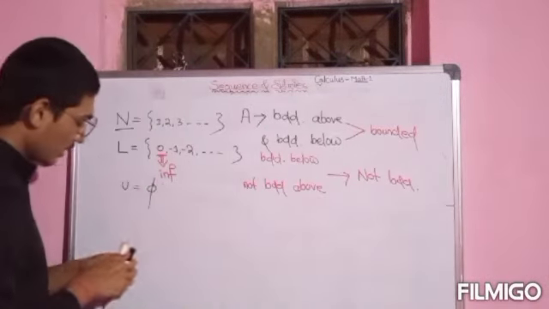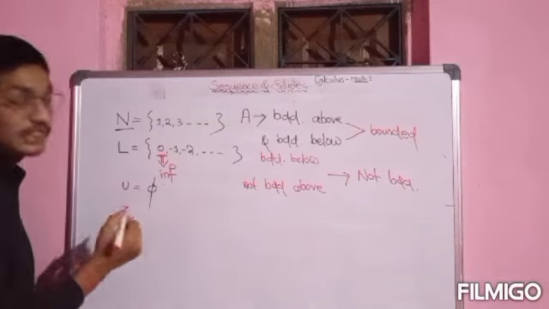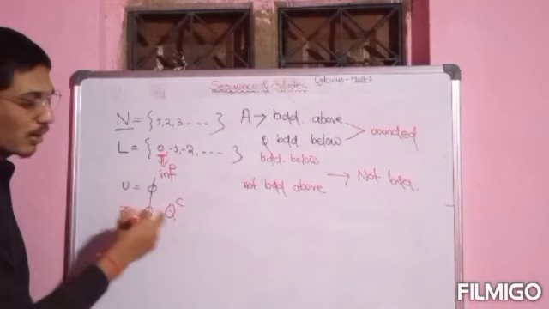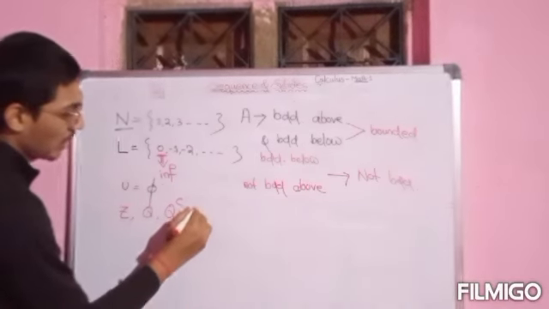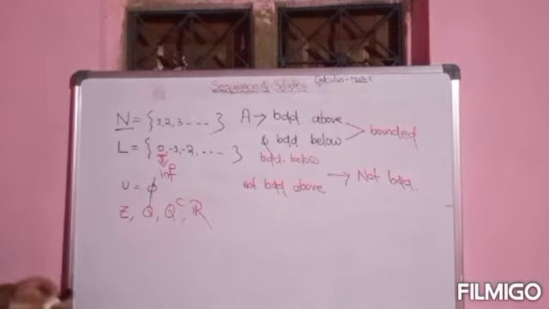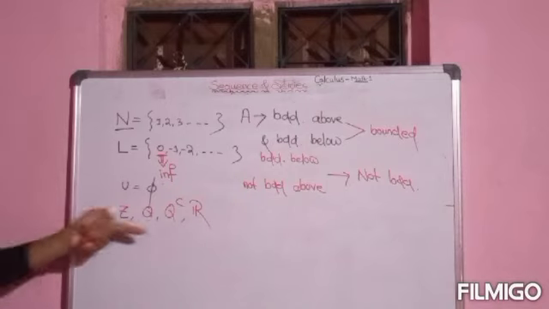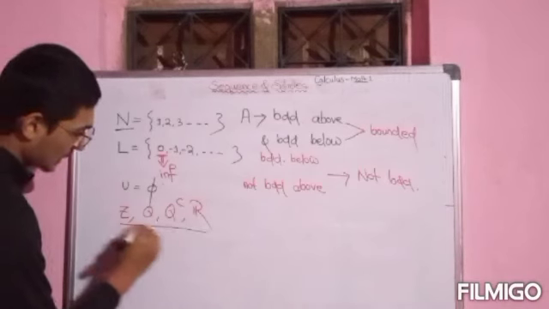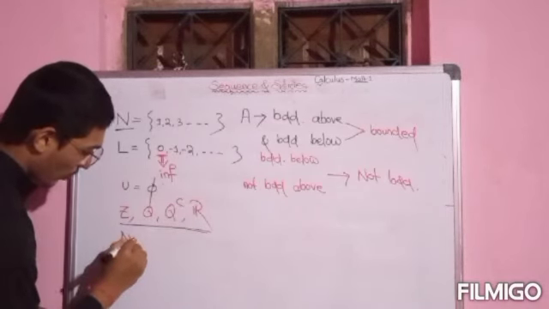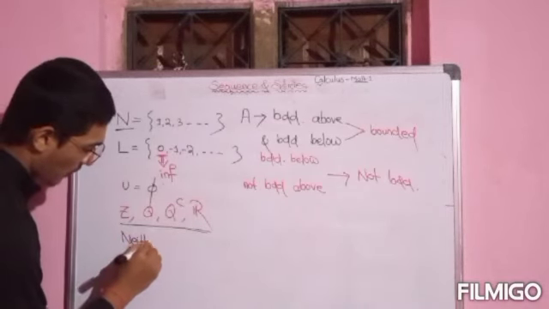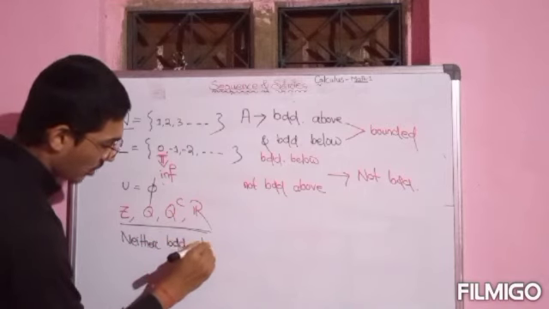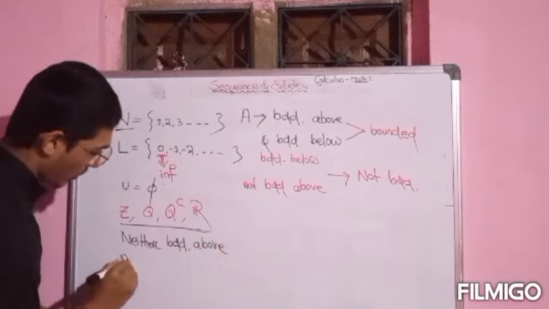So similarly, you can think of Z, the set of integers. You can think of Q, rational numbers, and irrational numbers. You can also think of real numbers. These sets are neither bounded above nor bounded below. All these sets are neither bounded above nor bounded below.